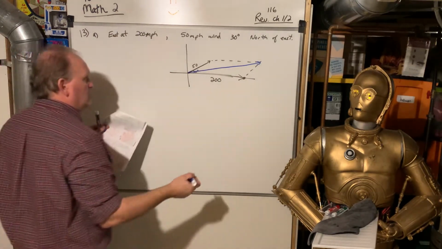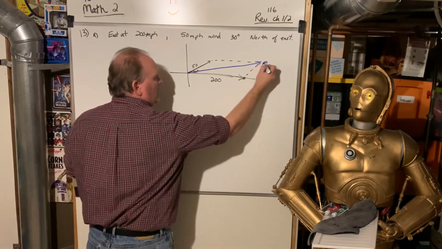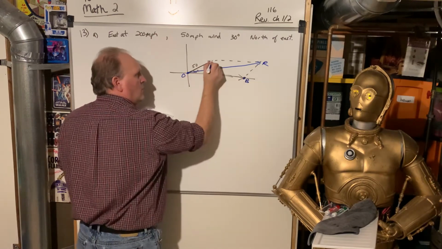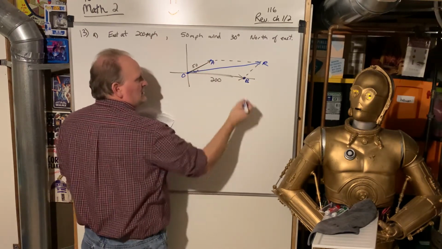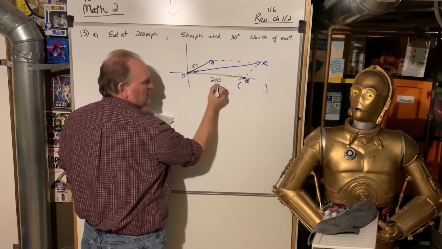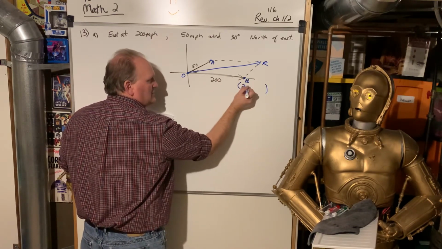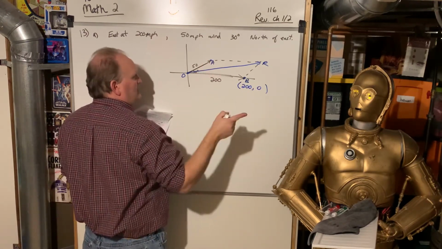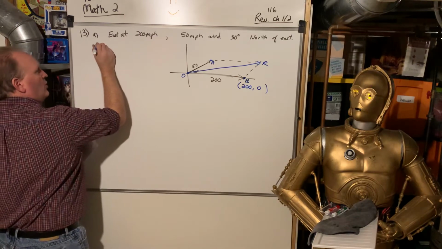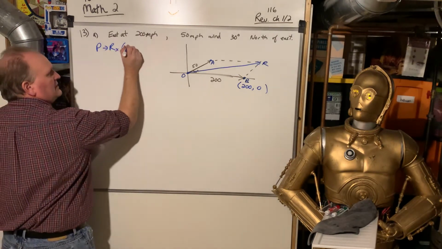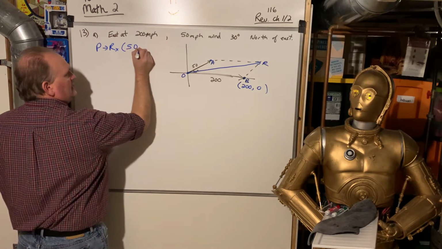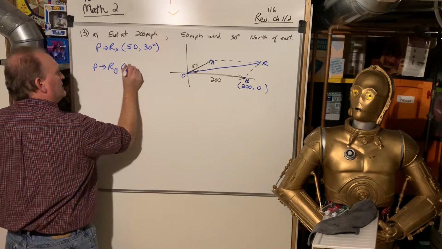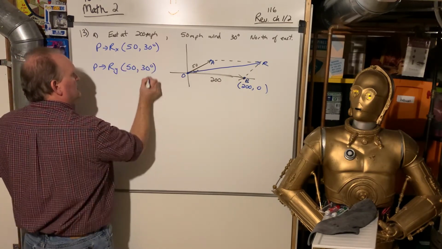So first thing you do, again, we'll label these. This is R, O, B, and O, A. Okay? So this one is super easy to find the rectangular coordinate because it's on the x-axis. So that's 200, 0. All right? This one we have to use polar to rectangular x of 50, 30 degrees, and polar to rectangular y of 50, 30 degrees. All right?